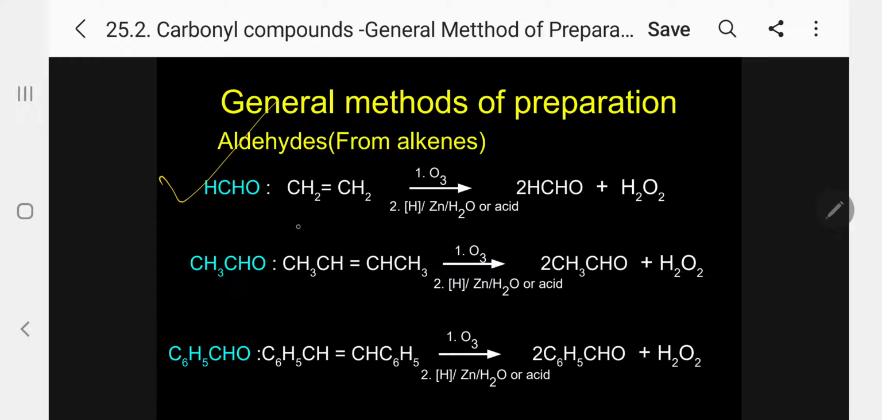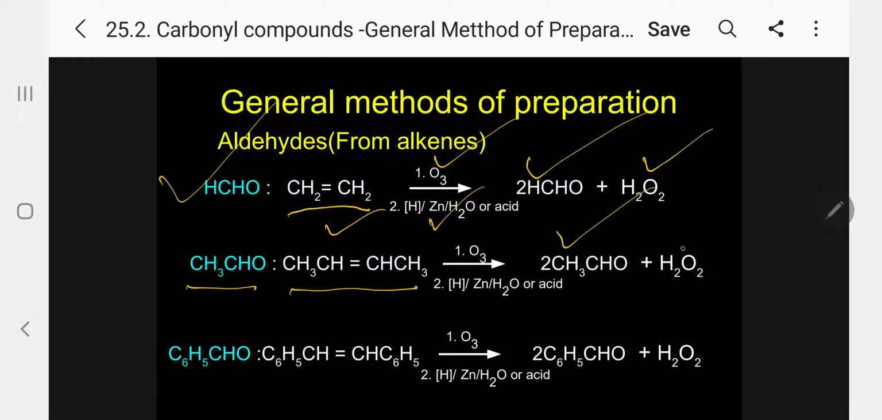As I told you, I will take ethene, that is ethylene, and add ozone, followed by reduction. The intermediate ozonide I have already written forms 2 moles of formaldehyde and hydrogen peroxide. In the same way, acetaldehyde can be prepared from 2-butene, by ozonolysis followed by reduction, giving 2 moles of acetaldehyde and hydrogen peroxide. Kindly follow. Simply add O and you will easily get acetaldehyde on both sides.